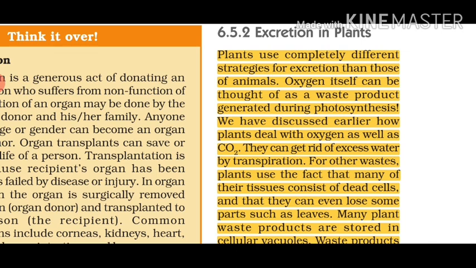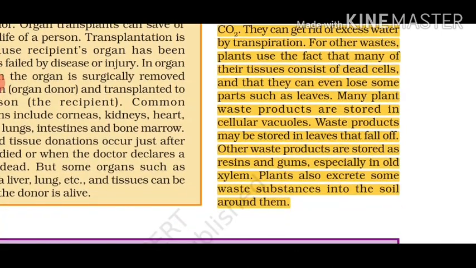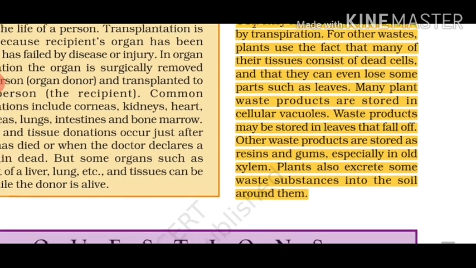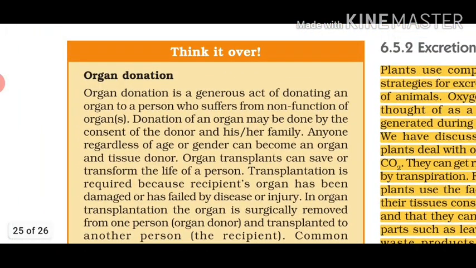Dead cells can be removed as leaves. Plant waste are also stored in cellular vacuoles. Waste products may be stored in leaves that fall off, and other waste products are stored as resins and gums. Plants also excrete waste in the soil around them.